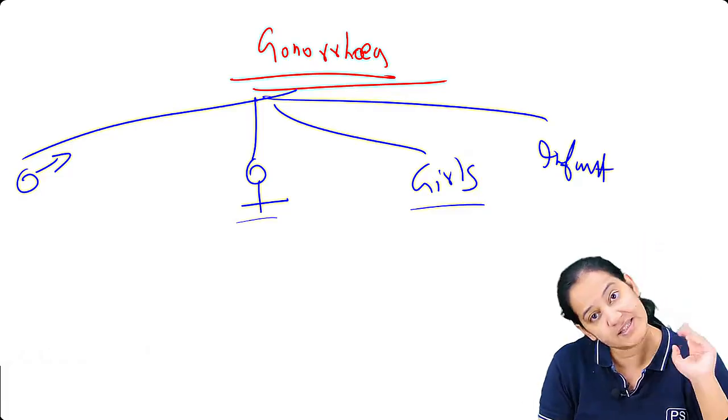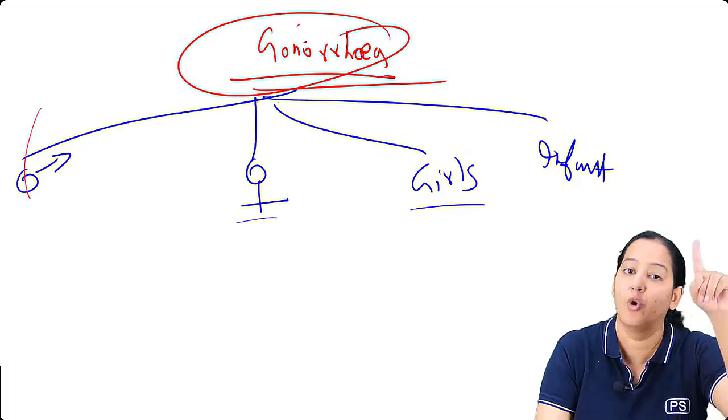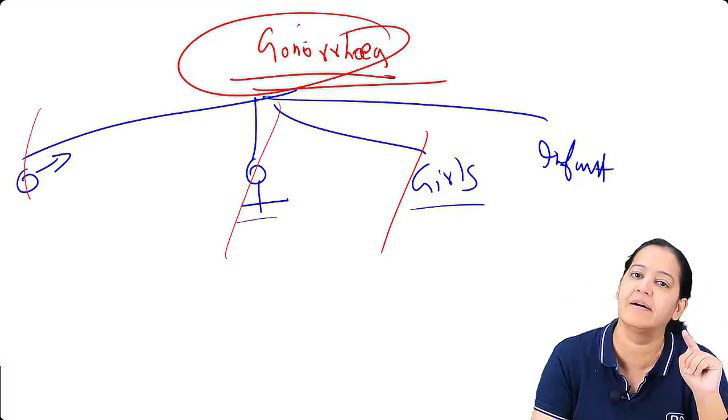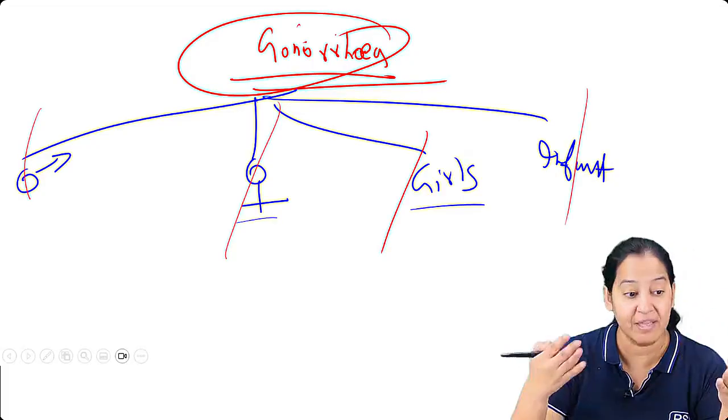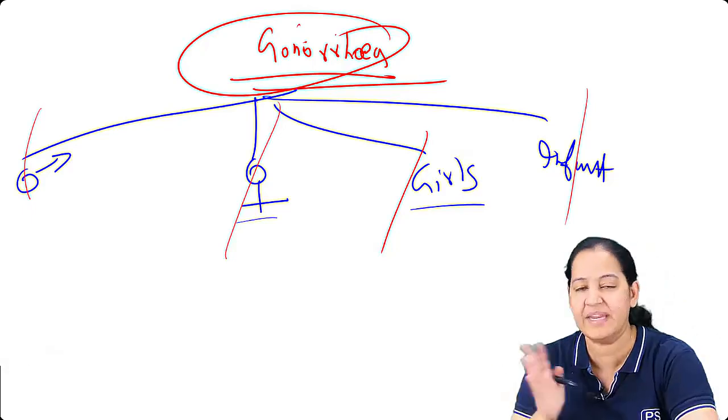So the disease ka naam ek hi hai. The name of the disease is gonorrhea. It is gonorrhea in male, gonorrhea in female, gonorrhea in girl, and gonorrhea in infant. But the presentation is different. The symptoms are different. So let me tell you the symptom in each category.